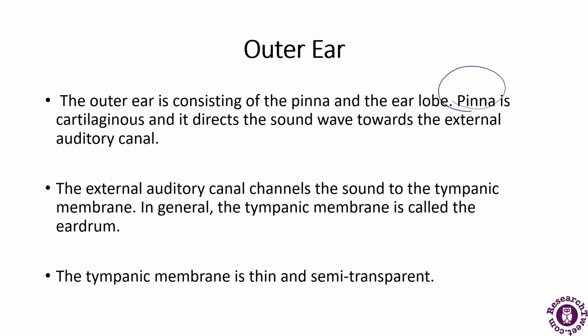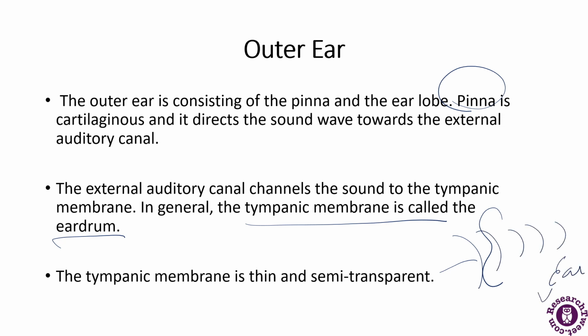There is an external auditory canal which channels the sound to the tympanic membrane, and in general the tympanic membrane is called the eardrum. In the previous diagram we have seen that there were sound waves touching the eardrum, so it was vibrating the eardrum. That tympanic membrane is called the eardrum.